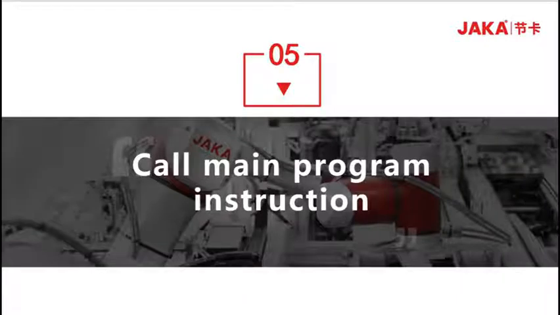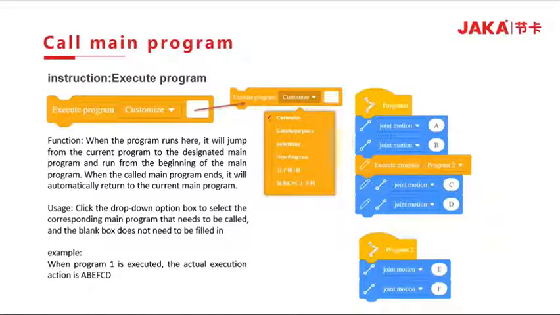5. Call main program instruction. Click the drop-down list on this subcommand. We can see that we can select the program we have written in a drop-down list. Its function, when the program runs the instruction, it will jump from the current program to the selected main program and run from the very beginning of the main program. When the called main program ends, it will automatically return to the current main program.